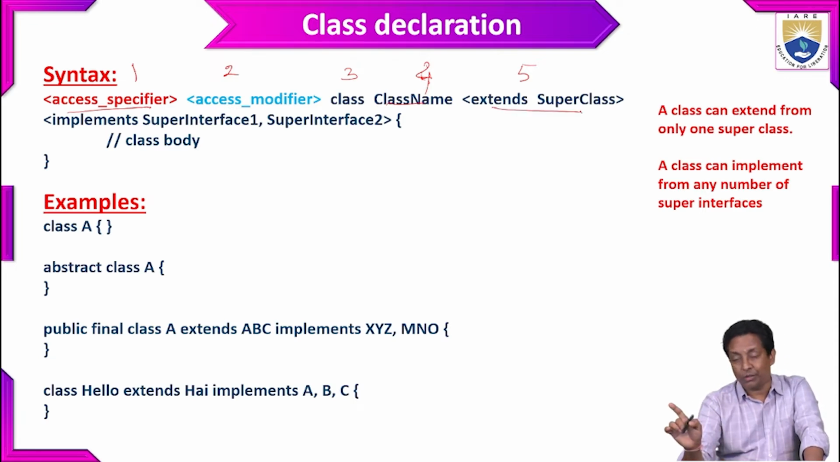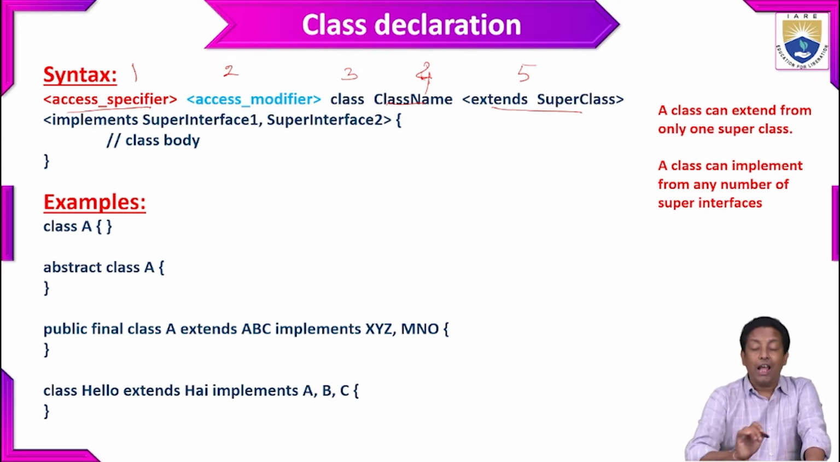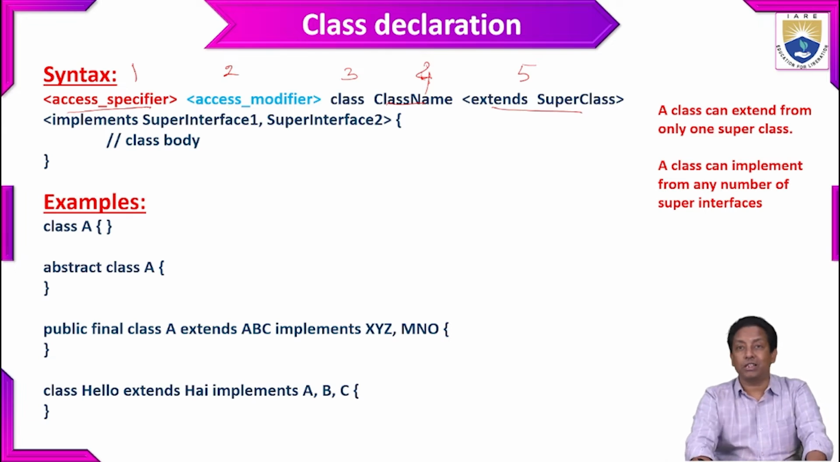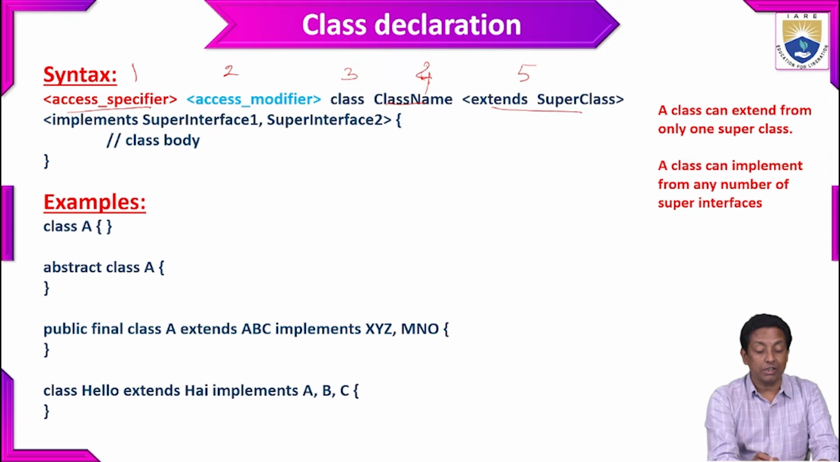You cannot extend from multiple superclasses. It's not like C++. Extends from only one superclass. And there is a special type of class introduced in Java called interface, which is a pure abstract class. Similar to a class but not a class. So it's a pure abstract class given the name interface. We'll discuss interfaces later on.